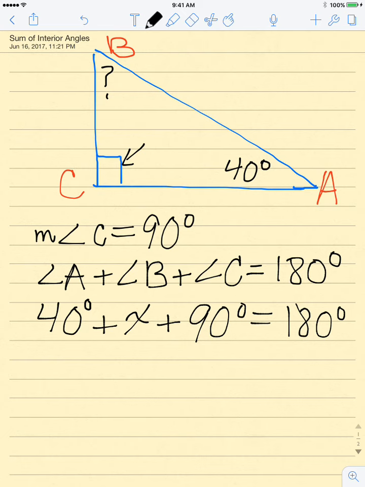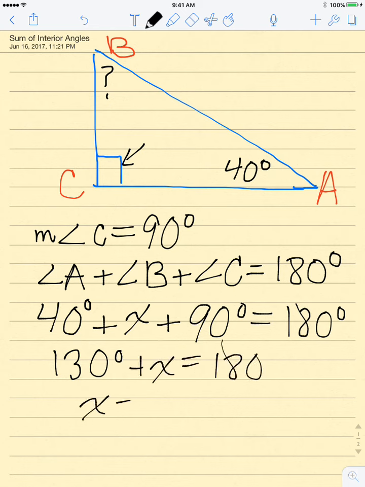And then just use algebra to get x by itself. So we can combine like terms first, or add the numbers. 130 degrees plus x equals 180. And x equals 50 degrees. And since x is 50 degrees, then that means that angle B is 50 degrees.